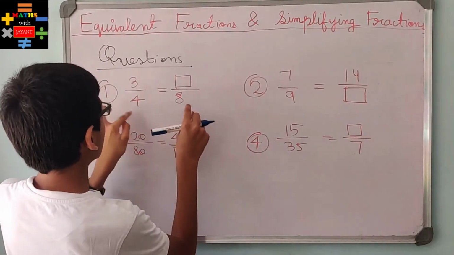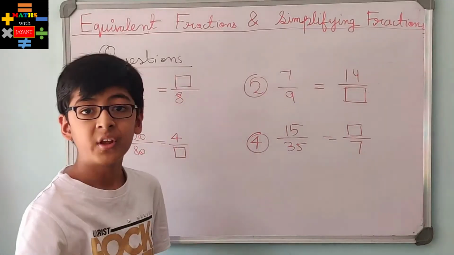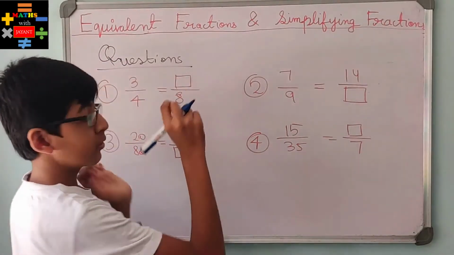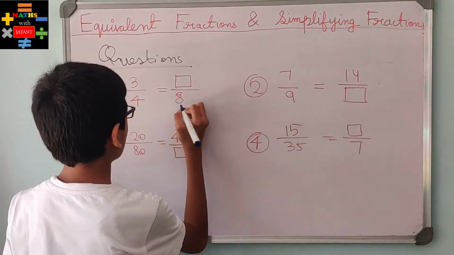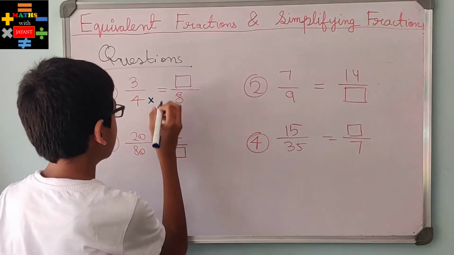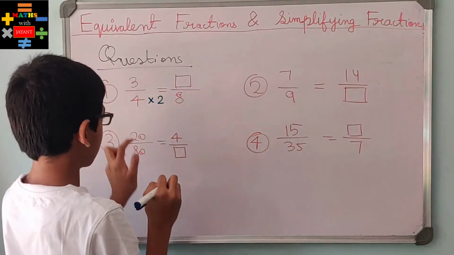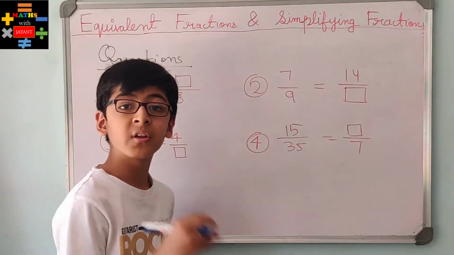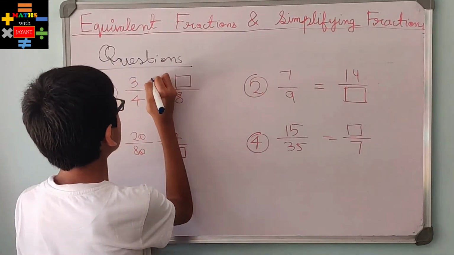Over here we have both the denominators. With the help of the denominators, we will be able to find the numerator. This is because we'll multiply something to this to get this. And we know that 4 into 2 gives us 8. And whatever we do in the denominator, we should do to the numerator also, so that the fractions are equivalent.